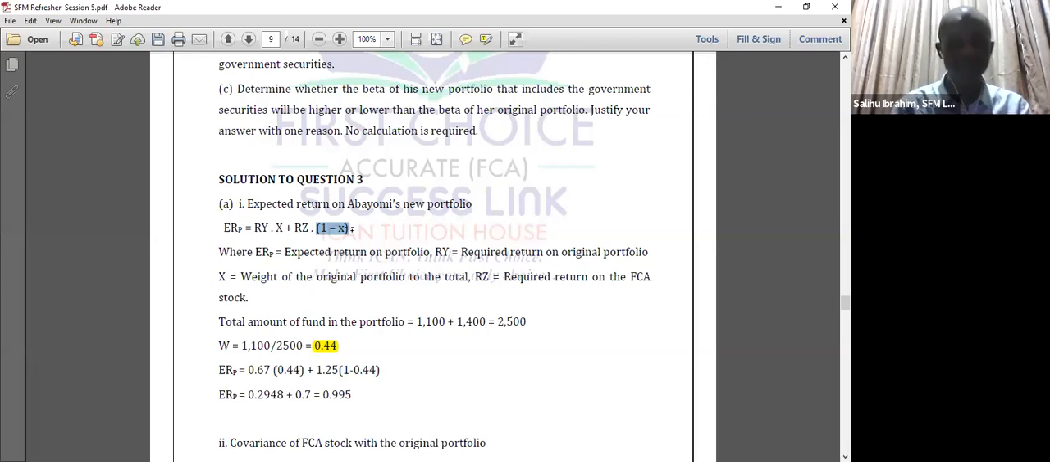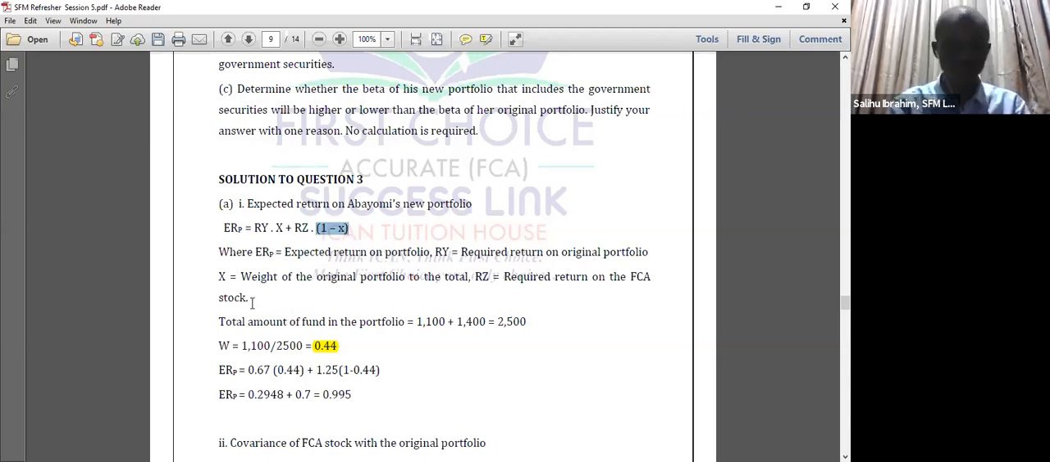That is 1,400 over what? Over the total, over 2,500. Or you simply say 1 minus 1 is 0.44. You can say my X represents 0.44. That's why I simply put it as 1 minus X, which is 1 minus 0.44.